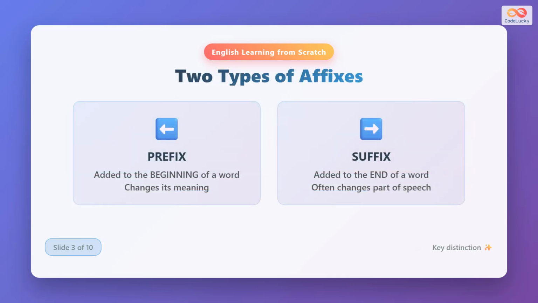There are two main types of affixes. Prefixes go at the beginning of a word and change its meaning. Suffixes go at the end of a word and often change its part of speech.